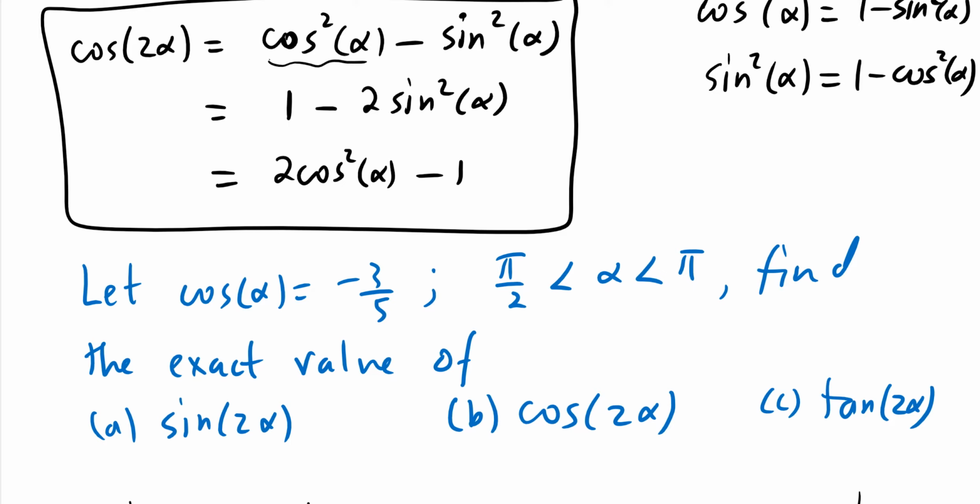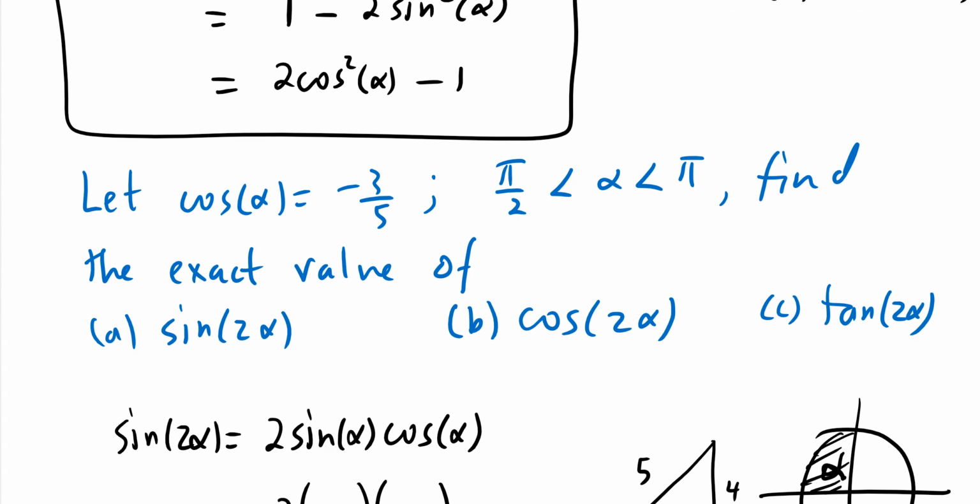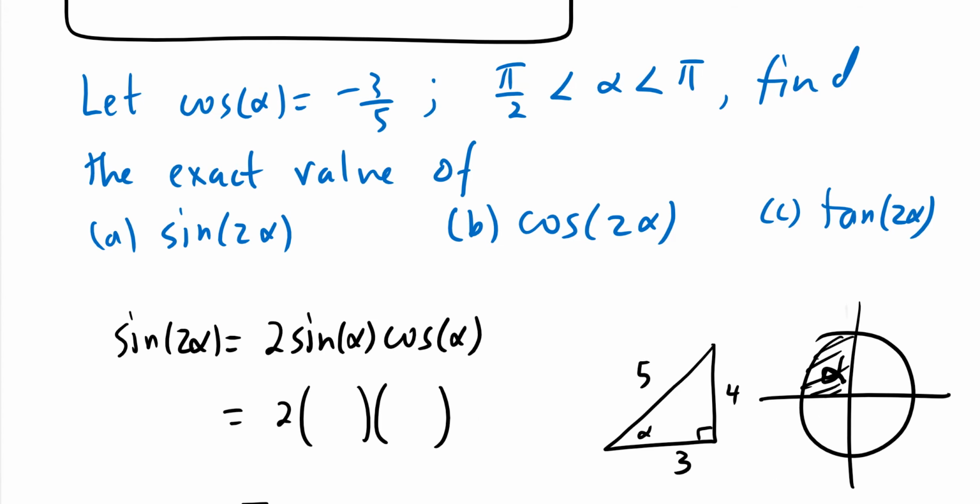To start with such a problem, we write the formula for sine 2 alpha as 2 sine alpha cosine alpha. Whatever they give me, like alpha in the second quadrant, I drew the unit circle and labeled alpha there. And from cosine alpha, adjacent over the hypotenuse, and with the Pythagorean triples, it's a 3, 4, 5 right triangle.